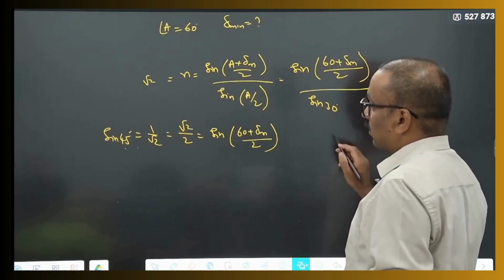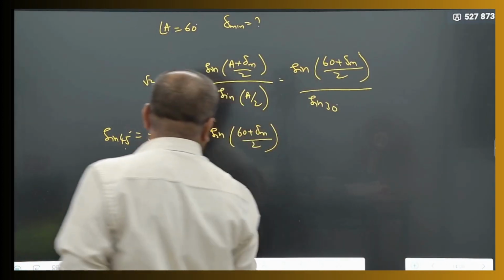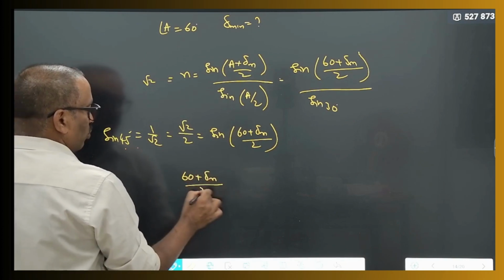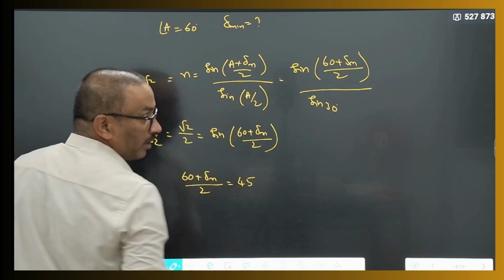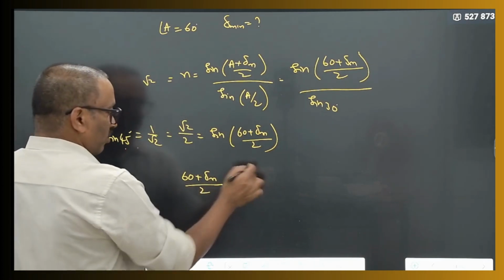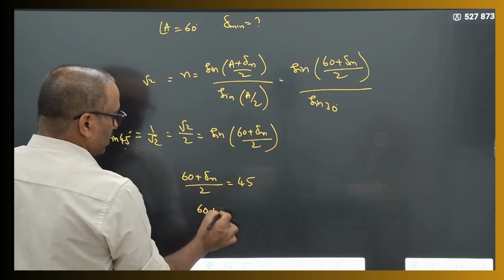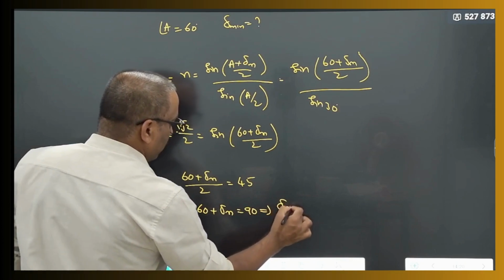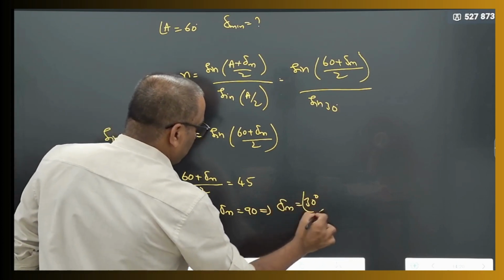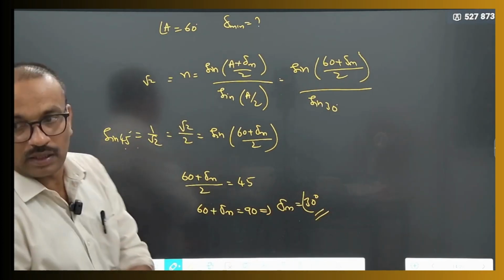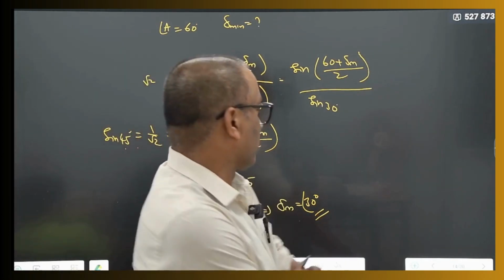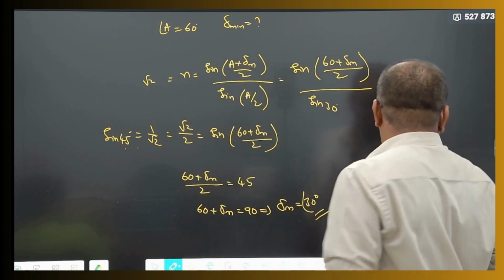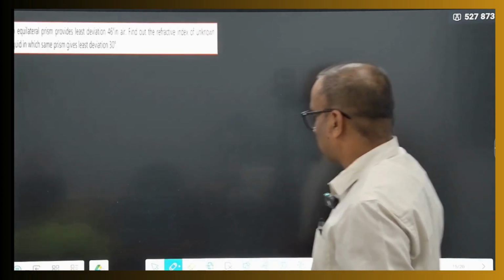Very simple question, just mathematics. Therefore 60 plus delta M by 2 is equal to 45 degree. Clear? Taking 2 across, 60 plus delta M is equal to 90. That implies delta M is equal to 30 degree. Clear? In this way you need to solve the problems. So right now let us go for one more question.